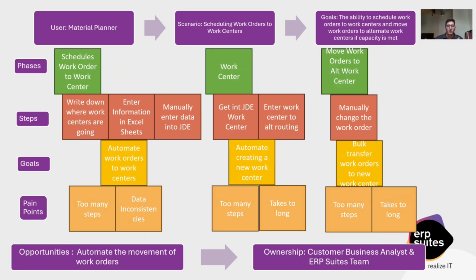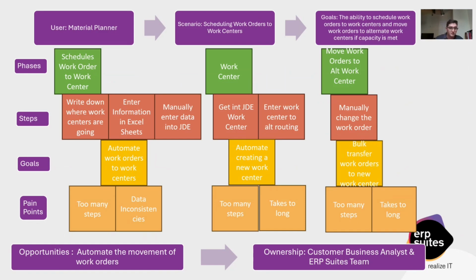So for example here, what I want you guys to focus on is how this is broken down. So you'll see at the top there, the top left is phases, right? So you got the schedule work orders to work center. Then you have a work center for the second one. And then you have move work orders to alternate work center. And below that are various steps.